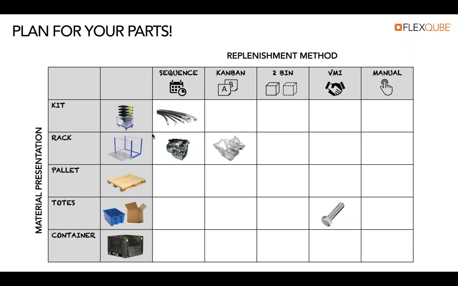If we take the bolt, for example, that is a very high volume part. So one option is to store the bolts in totes, and we have VMI, so we have a supplier nearby that will see the level inside the totes, and they are responsible for replenishing the bolts. But these are just examples, and it's one way to categorize the parts in your intralogistic projects.